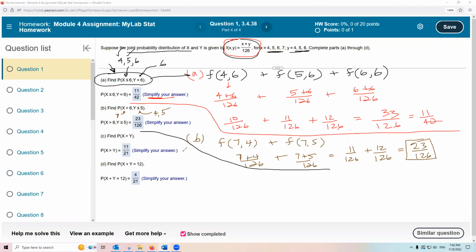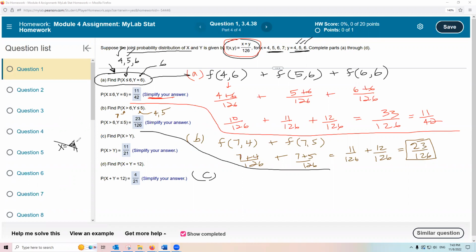Part C says, what's the probability that x is greater than y? So I need all the combinations where the x value is greater than the y value. Let's start out here. How about when x is 4? Well, if x is 4, there's no cases where 4 is going to be greater than the y value, right? Because the y value is 4, 5, or 6. So x equal 4 doesn't generate any results.